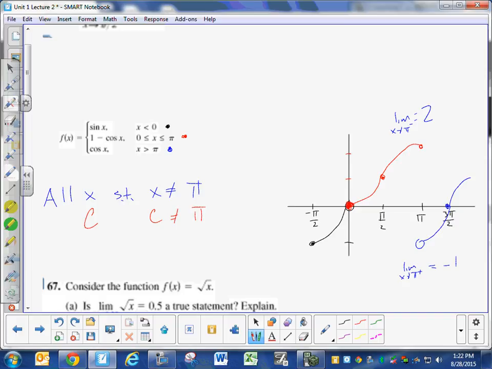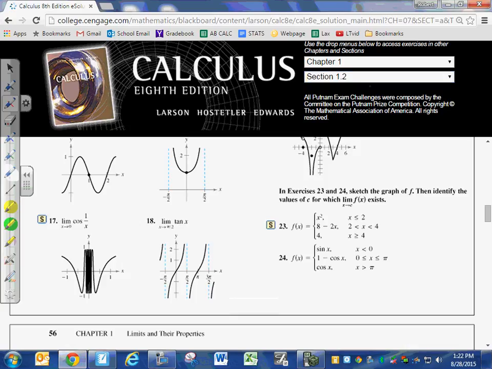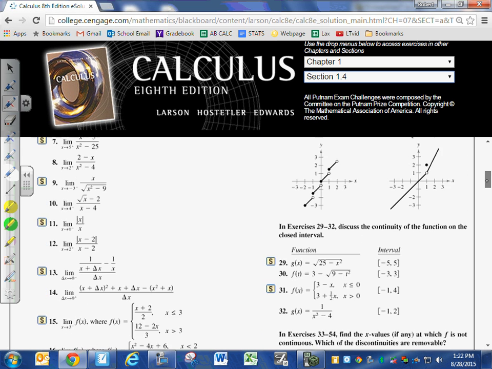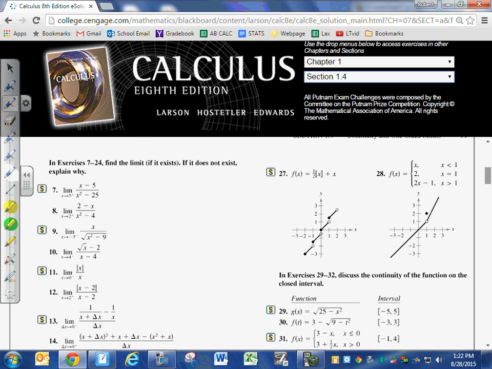Other questions? Yes, ma'am. Number 7 in section 1.4. The answer is 1/4, and I get how they got it, but I don't really get why it's 1/4 instead of 4.